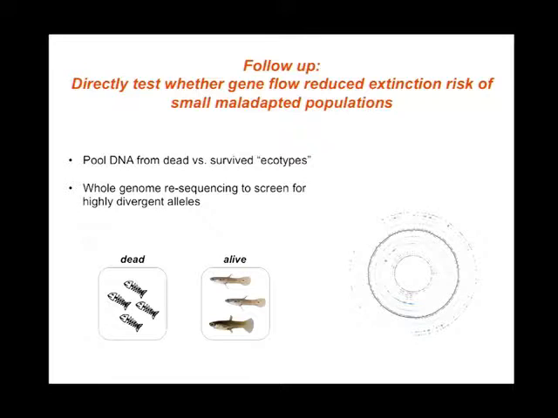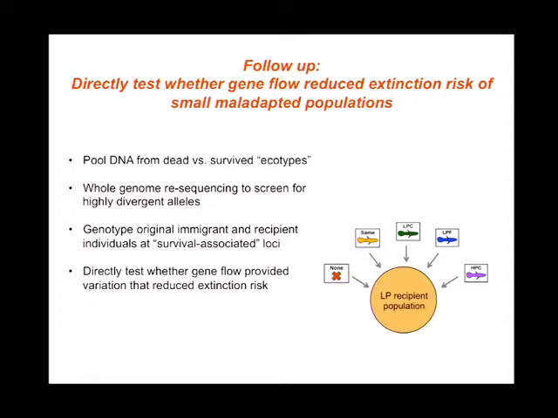So my goal here is to follow up on this opportunity. I'm still working out the details, so I'd love to get feedback if anybody has thoughts, but the goal is to directly test whether gene flow provided the variation that reduced extinction risk in these tanks. So the plan is to pool DNA from these two phenotypes, dead versus alive, get really high coverage whole genome resequencing data, and screen for the loci that are most highly divergent between those two phenotypes. Those become your candidate survival or cold tolerance alleles. So you hopefully have a set of these candidate alleles.